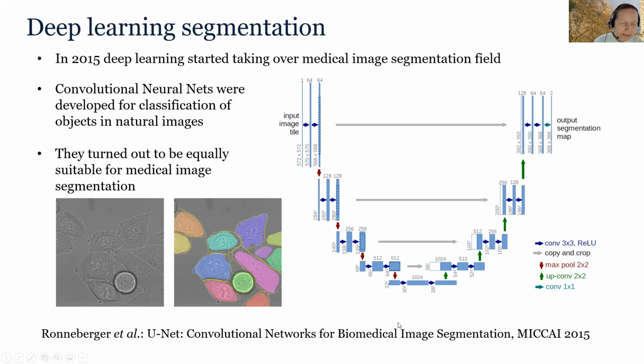This is probably the most famous paper in medical image segmentation, which for the first time proposed a UNet, a convolutional network for biomedical image segmentation, and it came out at MICCAI 2015. And the application was segmentation of cells in 2D microscopy images.